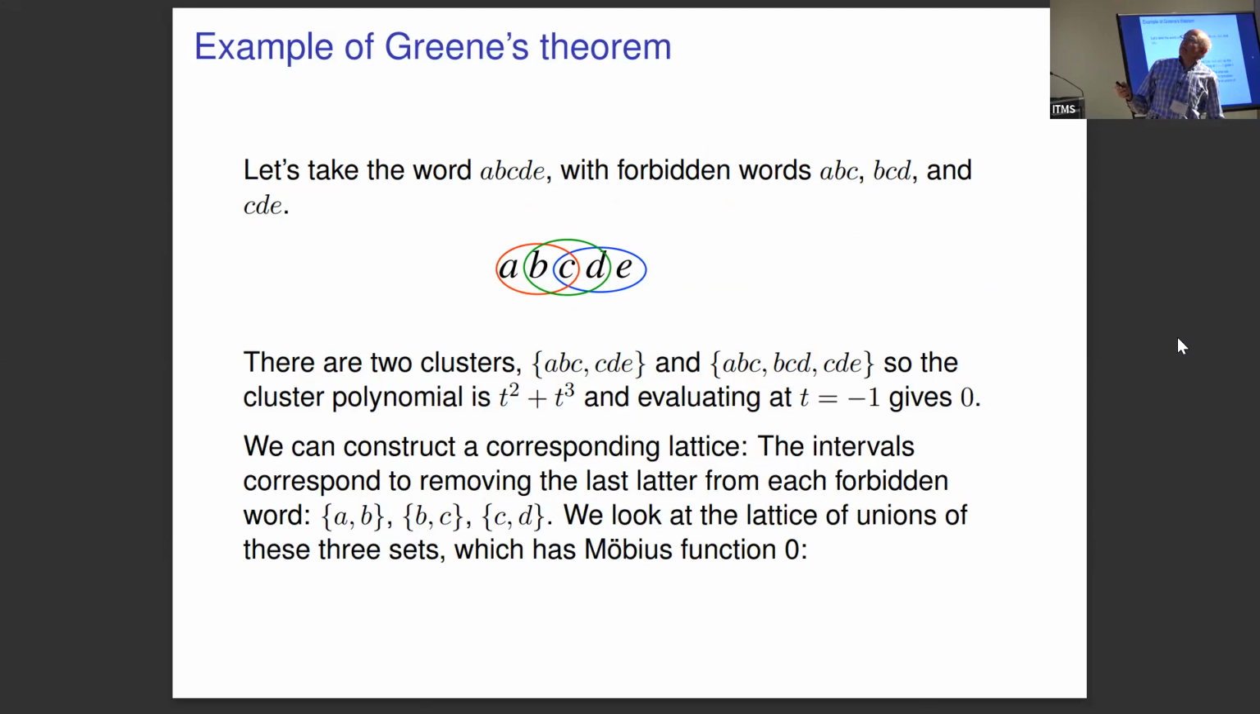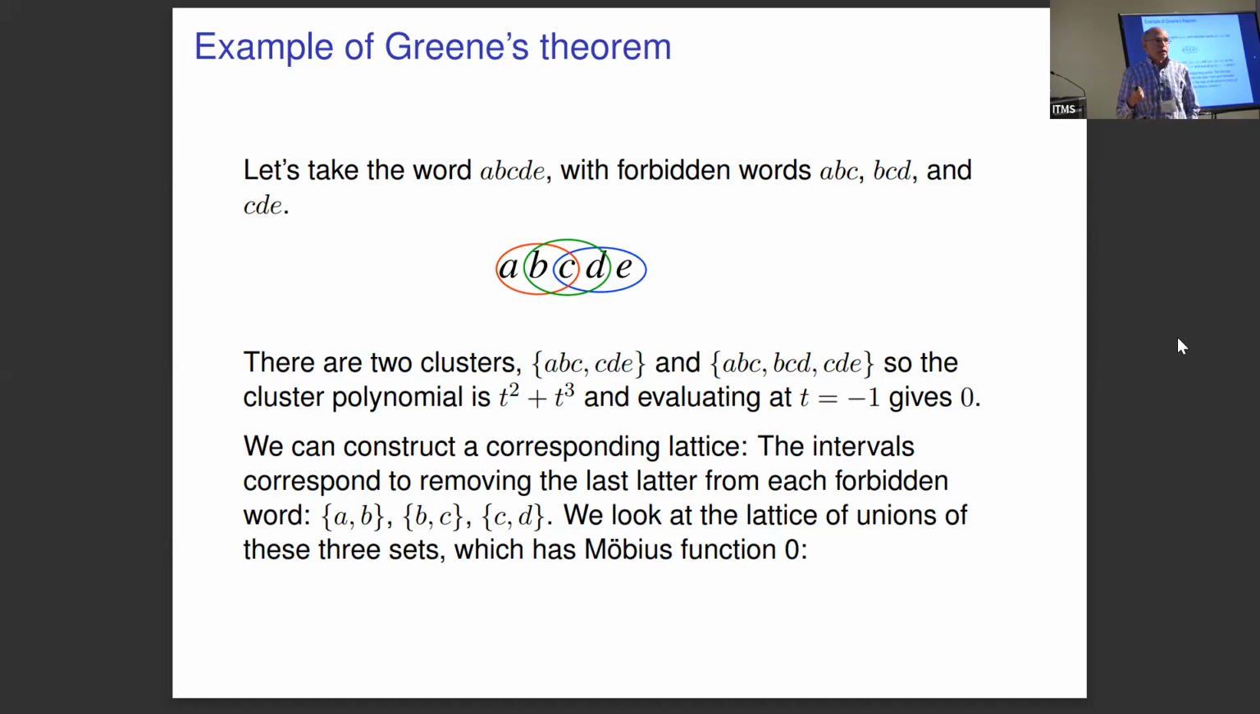And let's look at the clusters. So there are two clusters. We have to have A, B, C, and C, D, E as marked words to have a cluster. And for B, C, D, we could either have it or not have it. So there are two clusters. The cluster polynomial is t squared plus t cubed, and evaluating it at t equals -1 gives 0.